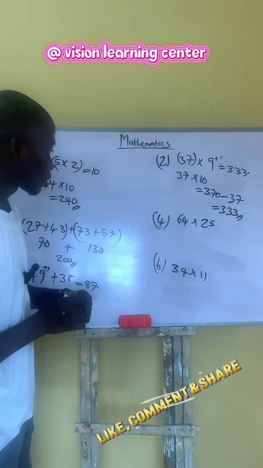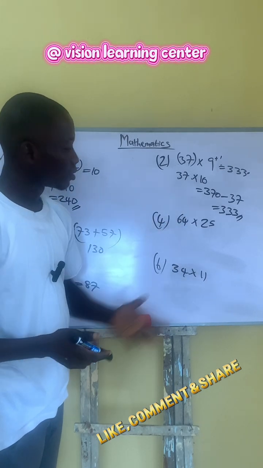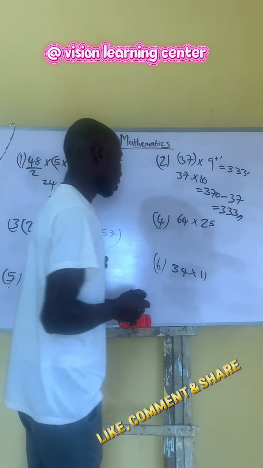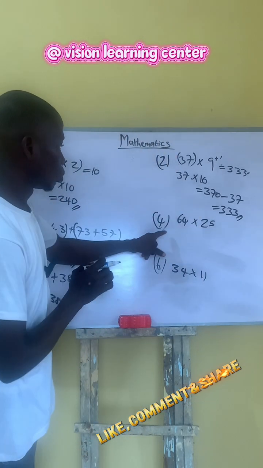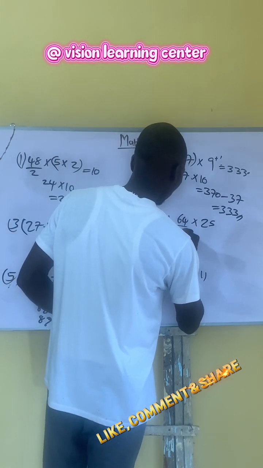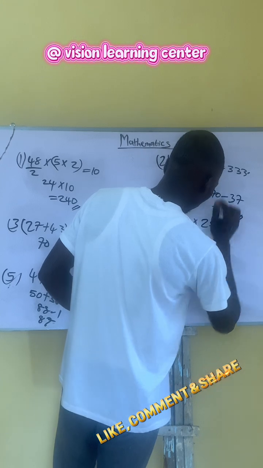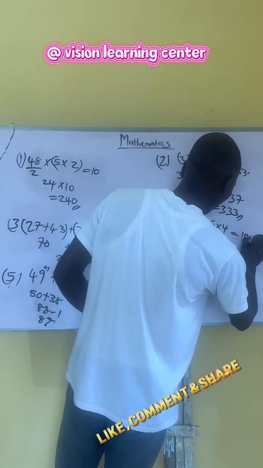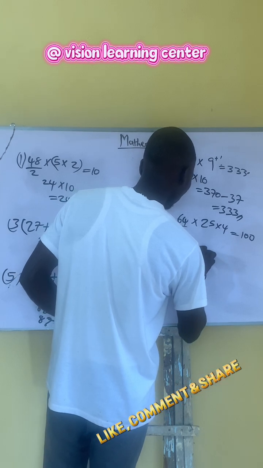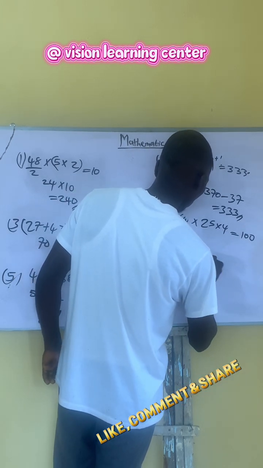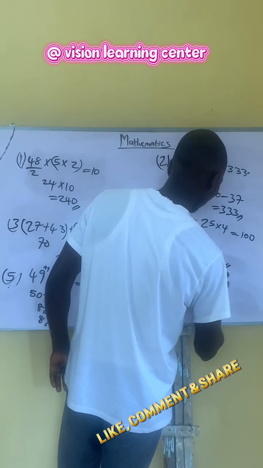Okay, let's solve this one. This is applicable to numbers multiplying with 25. The same process we did before is what we will do here. Divide, which will give us 16, then times 100. So 16 times 100 will give us 1600. That is 1600.